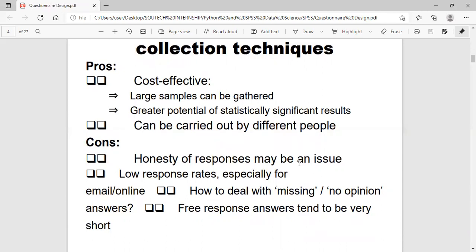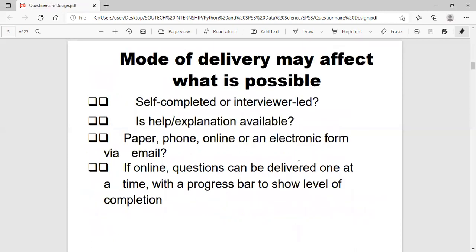Also, free response answers tend to be very short in cases where the answer requires a long sentence. People just write a word or two because they probably don't have the time or they don't have the energy and all that. So those are the disadvantages of a survey. So mode of delivery may affect what is possible.